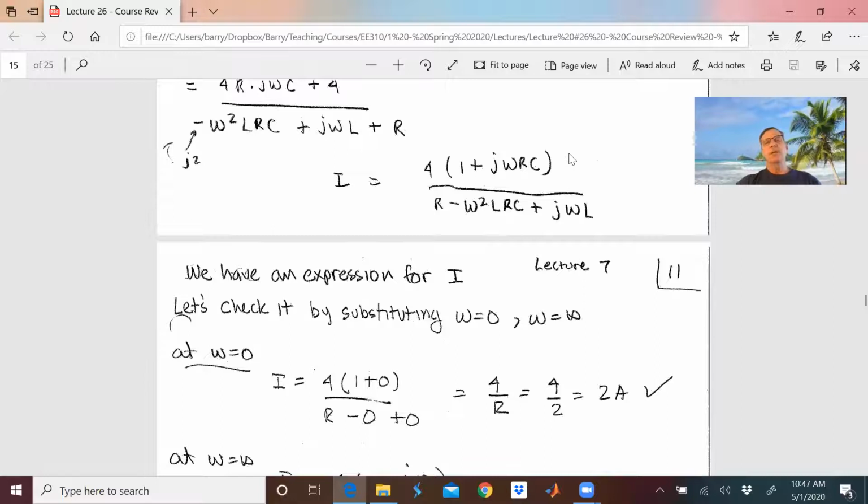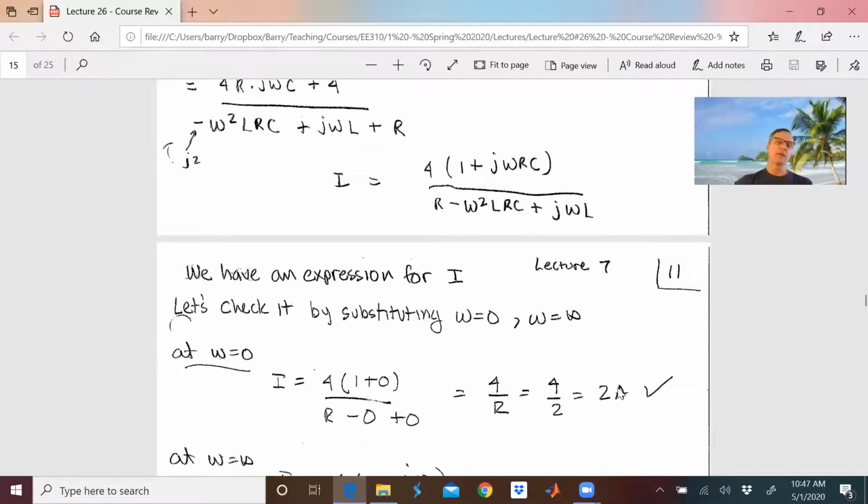So what I'm going to do is check this expression. I know the answer at 0, and I know the answer at infinity. What are we doing? Asymptotic analysis, right? So we know that our circuit told us what our current is at omega equals 0 and omega equals infinity, remember? At omega equals 0, we know we got 2 amps up above, but let's check our transfer function. Set omega equals 0, I have 4 divided by R minus 0 plus 0. 4 over R is 2 amps. Yay, we got it right.